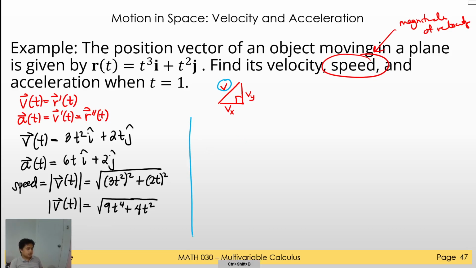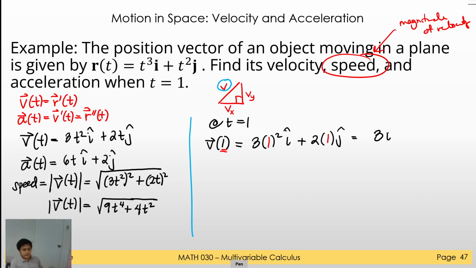Now, to find its velocity, speed, and acceleration at t equal to 1, we can find the velocity when t is equal to 1. Just substitute the value of 1 here. So we have 3 times 1 squared i hat plus 2 times 1 j hat. This will be equal to 3i plus 2j. That's your velocity at t equal to 1.